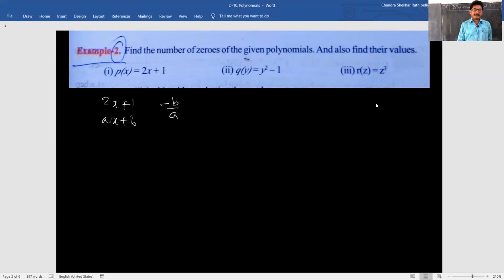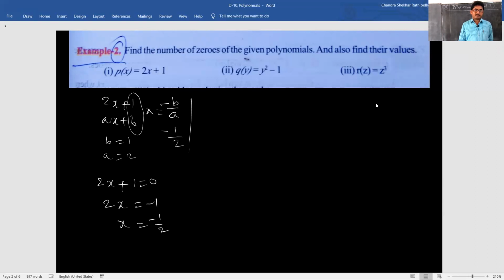Comparing, in place of b, 1, and in place of a, 2. So minus 1 by 2. This is the answer. This is one method. Another method, if you don't remember this formula, you may solve like this: p of x equals 0. 2x plus 1 is equal to 0. 2x is equal to minus 1. x is equal to minus 1 by 2. In 7th class, you learned like this.